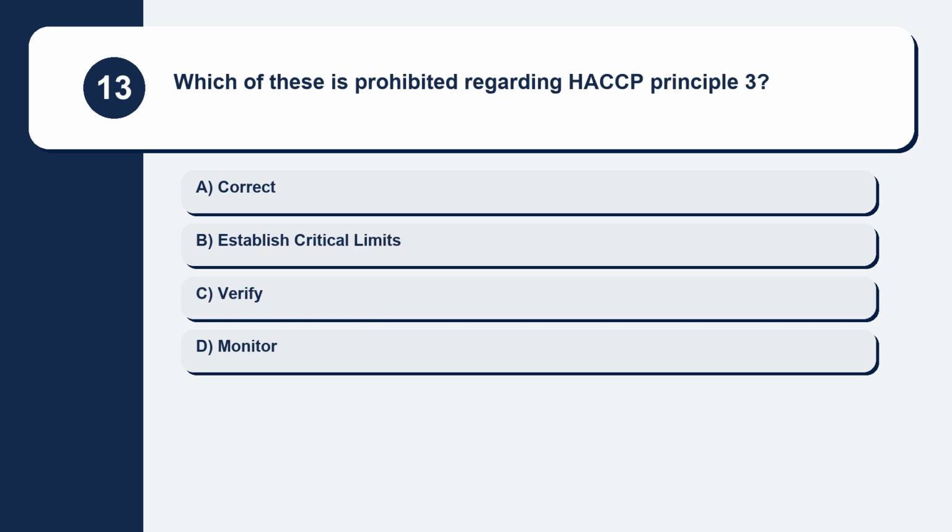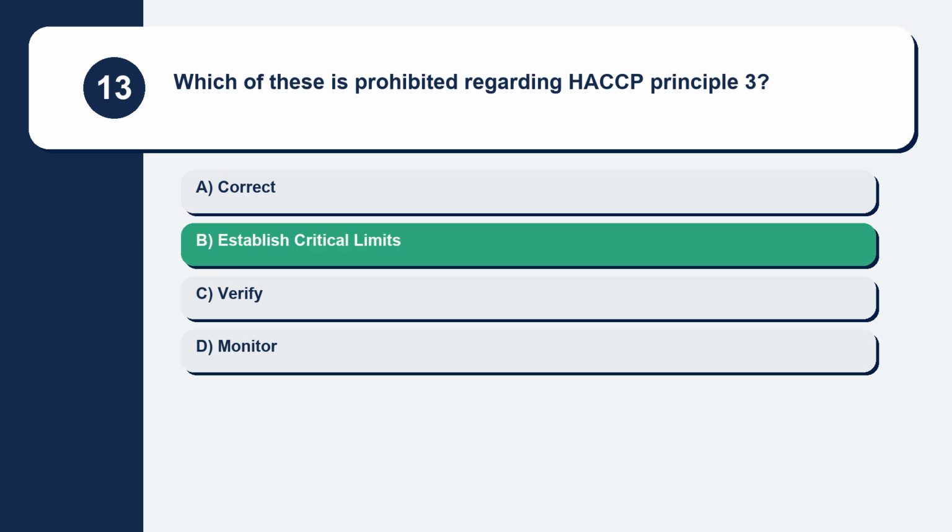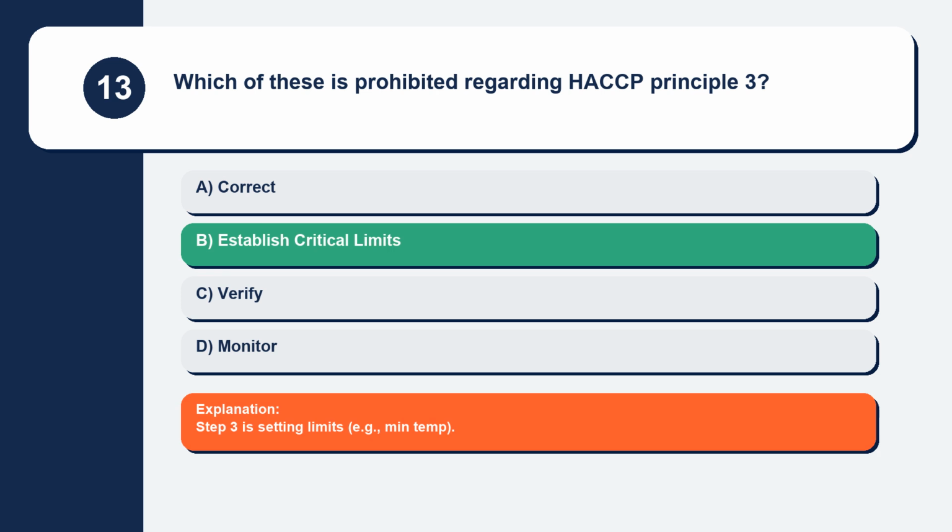Question 13. Which of these is prohibited regarding HACCP Principle 3? Establish critical limits, verify, monitor. Step 3 is setting limits, for example, minimum temperature.